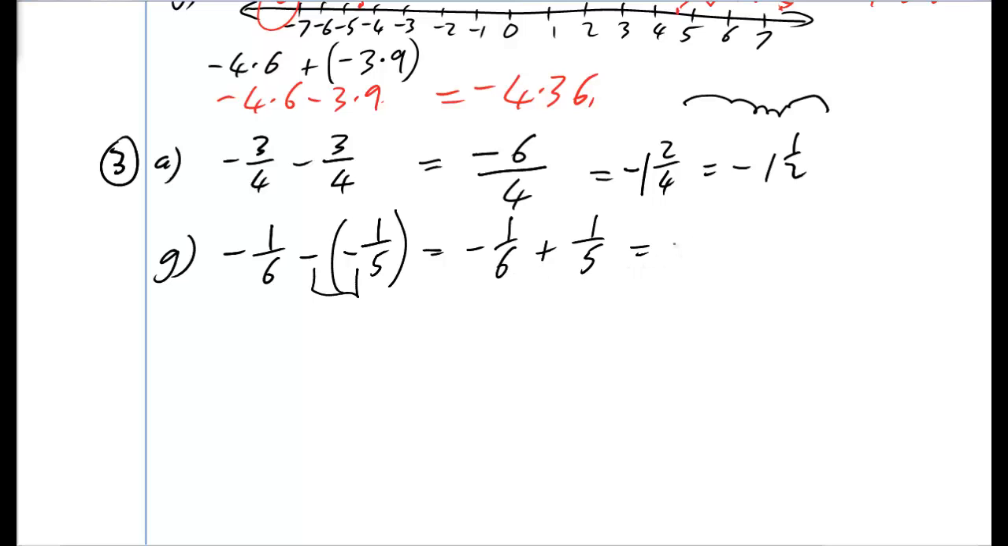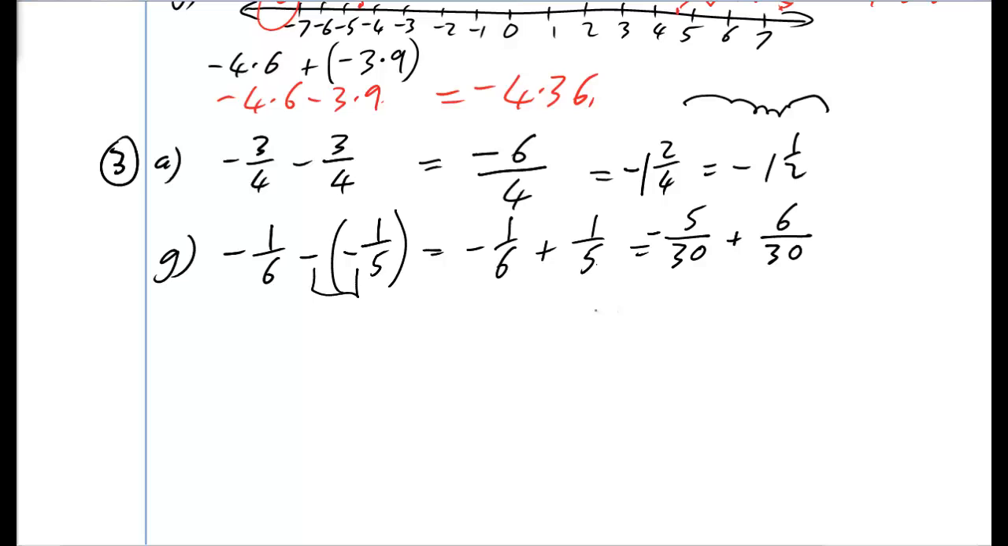30 is probably the lowest common denominator. Just go 6 5s are 30. So what number do you have to multiply 6 by to give you 30? You've got to multiply it by 5. So 5 times 1 is 5, so that'll be negative 5 over 30. Plus, you have to multiply the 5 by 6 to give you 30 on the bottom. So you multiply the top number by 6. That'll be 6 over 30.